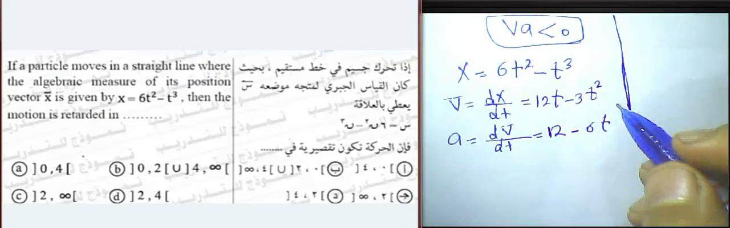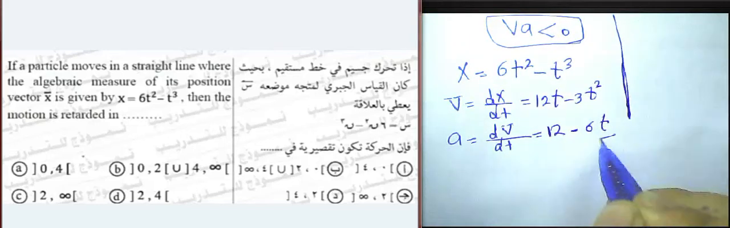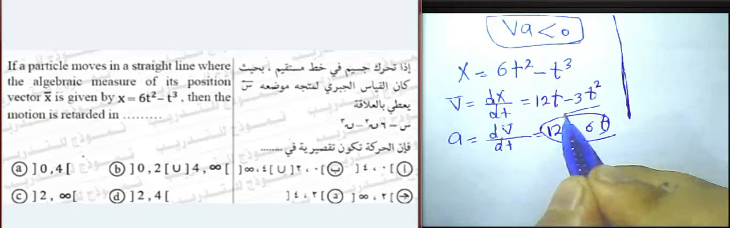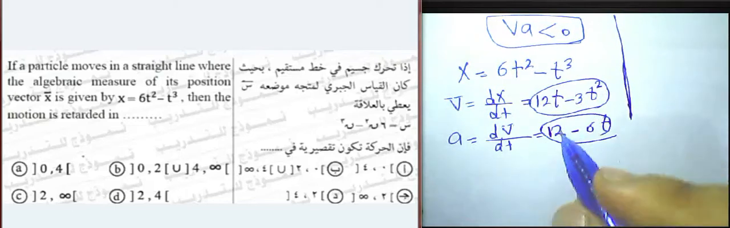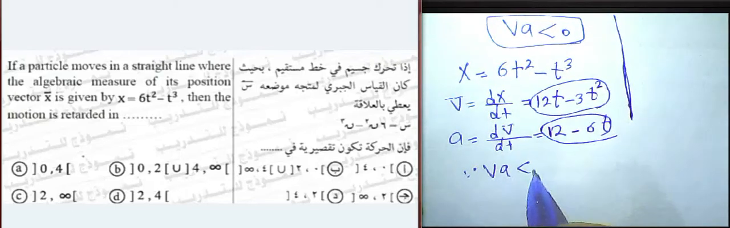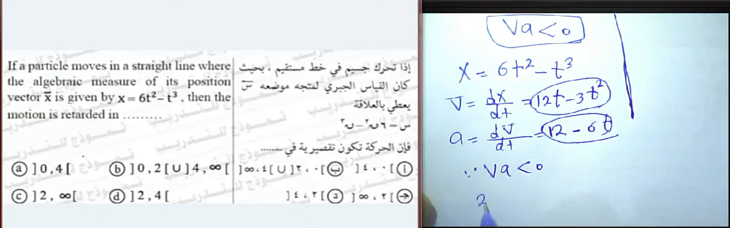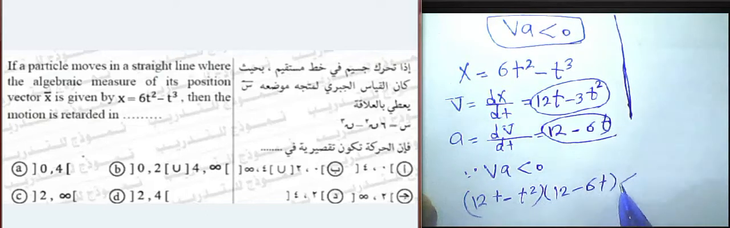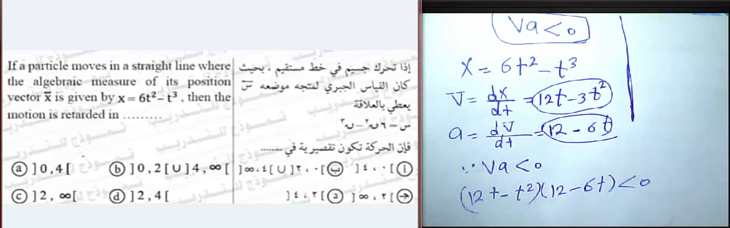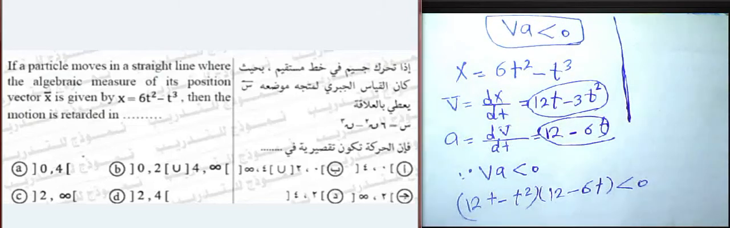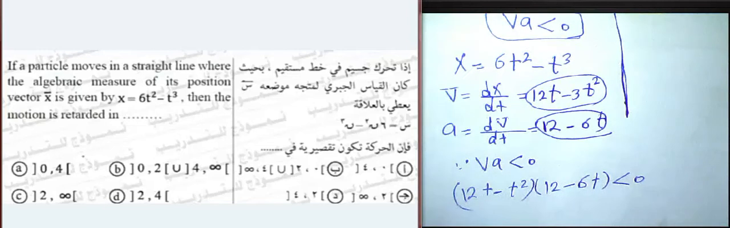We can use this inequality here: v·a less than 0, because he told us the motion is retarded. So we multiply velocity and acceleration such that v multiplied by a is less than 0. Then we can write 12t subtract t to the power 2 in brackets, multiplied by the acceleration, 12 subtract 6t, all less than 0. We must solve this equation to draw it on a straight line.